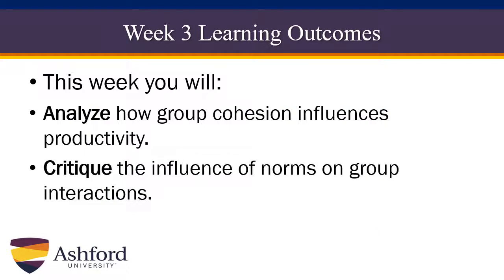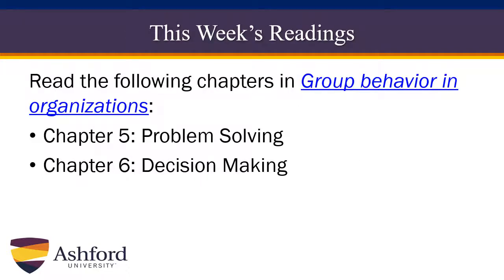This week, you will be able to analyze how group cohesion influences productivity, and you will be able to critique the influence of norms on group interactions. This week you will be reading chapters 5 and 6 in our textbook, Group Behavior in Organizations. Chapter 5 is on problem solving, and chapter 6 is on decision making.